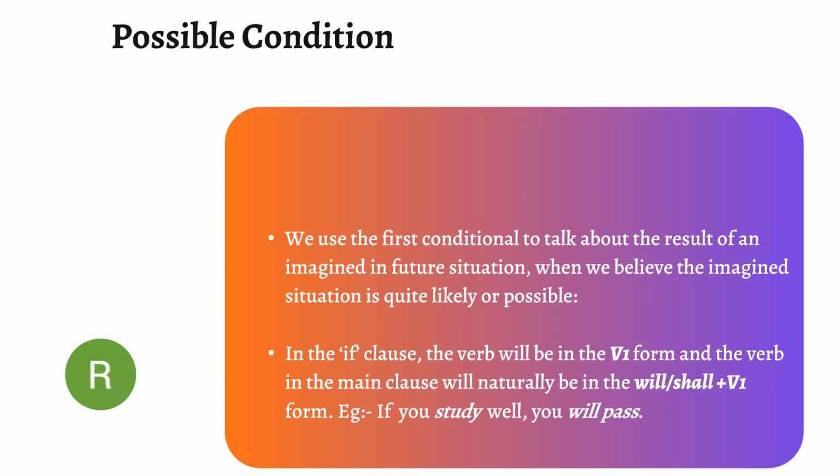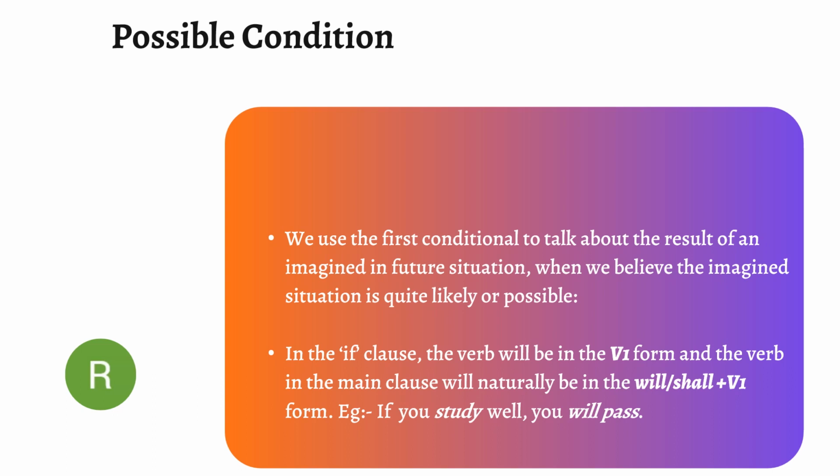The first type of conditional clauses is possible condition. As we all know, there is a possibility, and it is talking about an imaginary condition or imaginary situation. All conditions are imaginary, right? Here also there is a possibility in that imaginary situation. It may or may not happen.